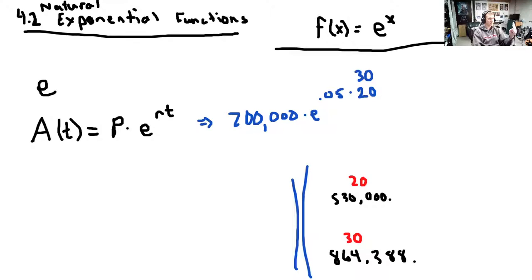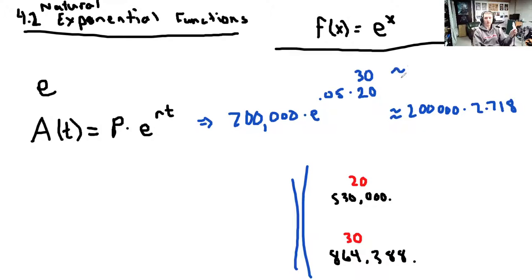On my calculator, I have this button for e. I just push it, and then I'm going to exponentiate it with 0.05. e to the 0.05 gives me 1.0512 something. Now I need to exponentiate that again to the 20th. I get 2.718, something like this.